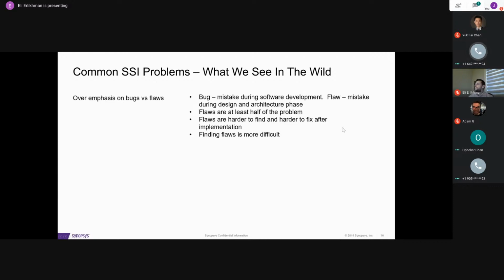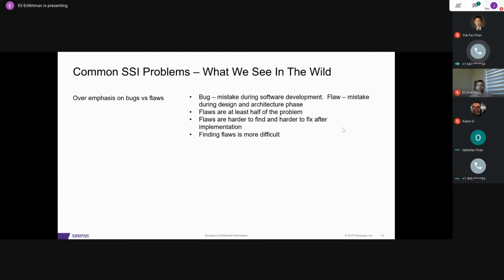Next example: overemphasis on bugs. That goes back to things like pen testing and static analysis. A lot of people look for what I call bugs versus flaws. What do we mean by a bug? A bug is a mistake during software development, a mistake that the developer made. Cross-site scripting is a mistake: the developer forgot to do the right thing to encode their output. SQL injection is a bug, a mistake: a developer forgot to use parameterized queries.